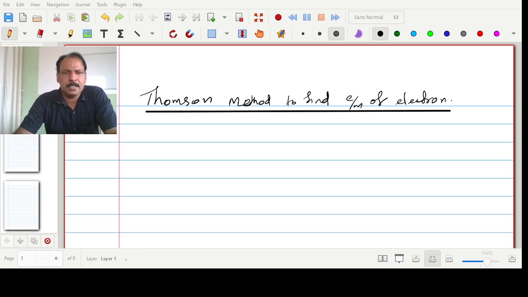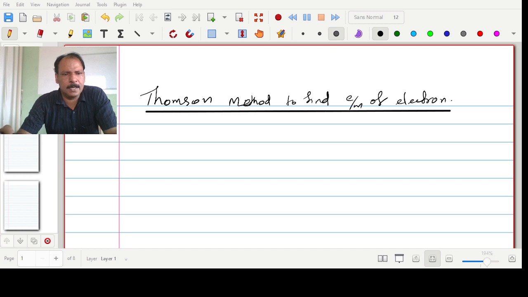In the experiment, what we will do is apply both electric and magnetic fields to a beam of electrons ejected from an electron gun. In the presence of an electric field it will have a deflection in one direction. Let us take the deflection due to the electric field to be along the positive y direction.